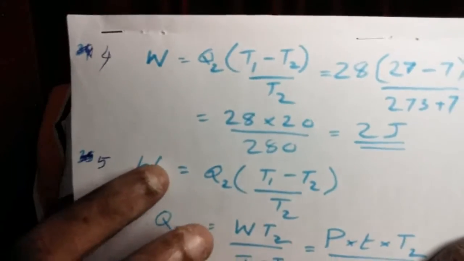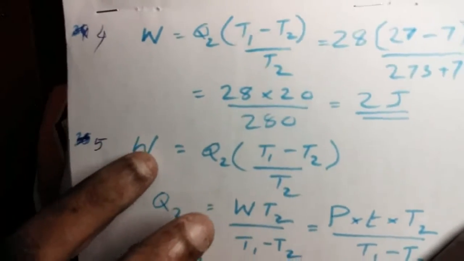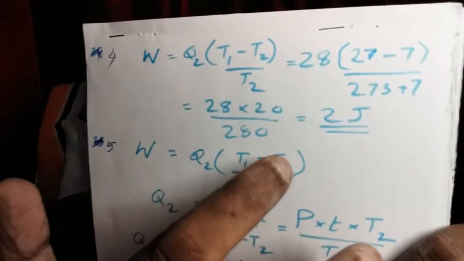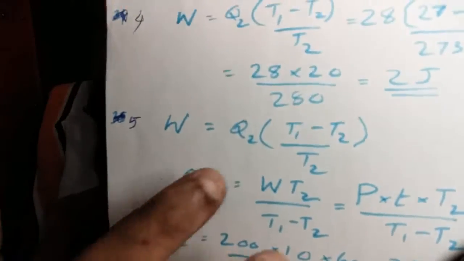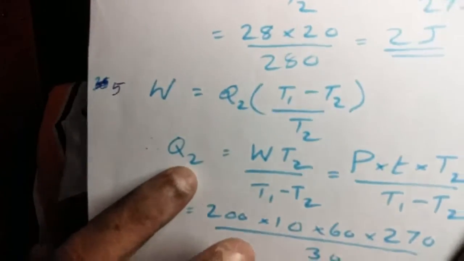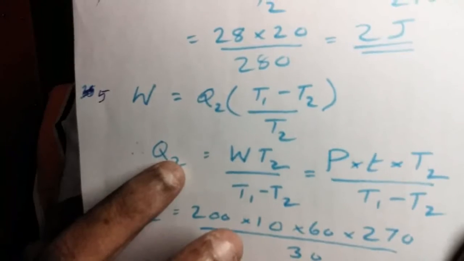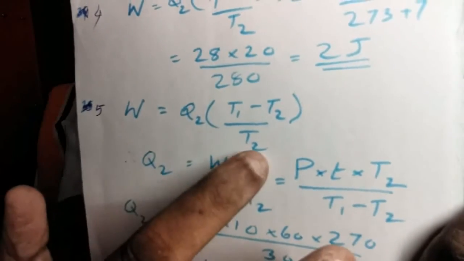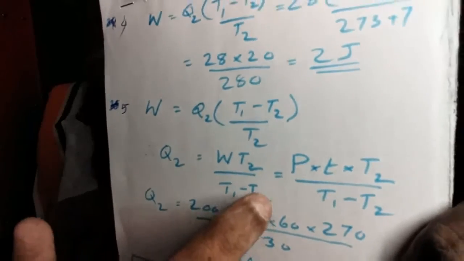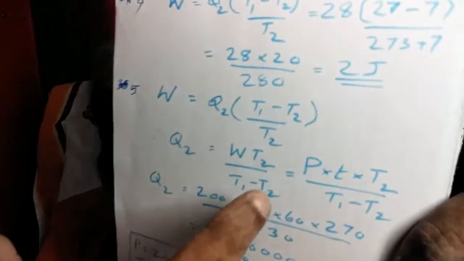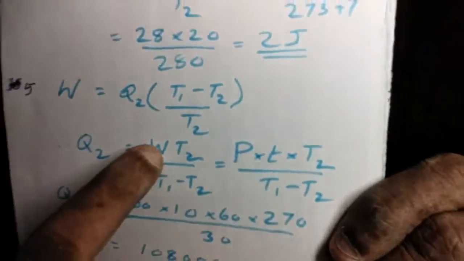Now, here also you can use the same formula as in the above two problems. Work input W equals Q2 into (T1 minus T2) by T2. We have to find Q2. So Q2 equals W into T2 divided by (T1 minus T2). Here power input is given. If power is given, work is power into time, because power is work by time. So P into t in the place of W.